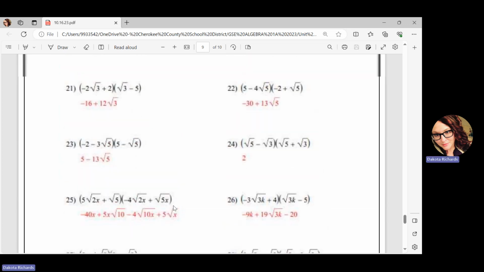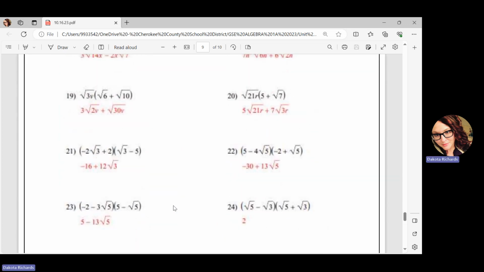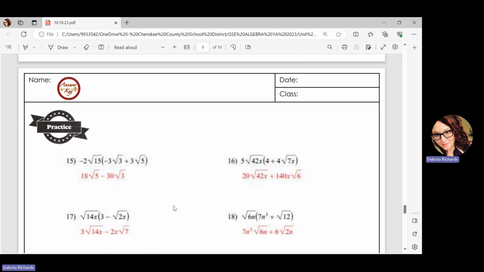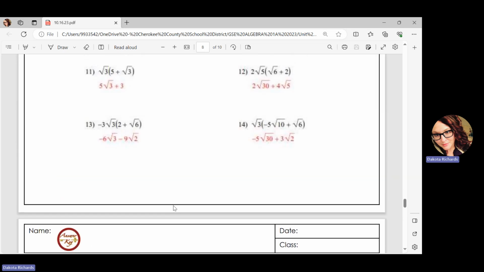Okay, I'll just go back through these in case you missed one. And it's okay if you struggled on this. These were difficult. We haven't done math like this in a long time.